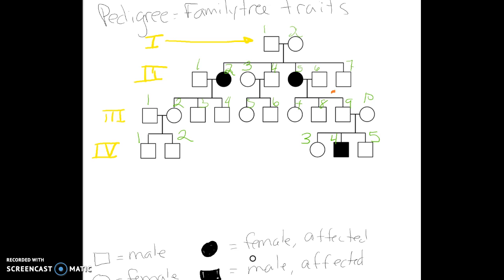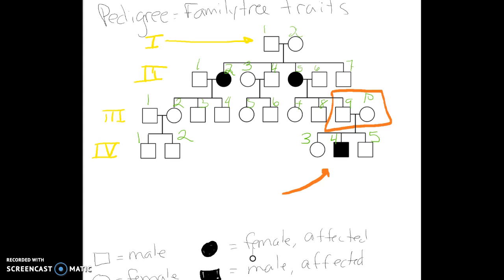But if I look down here at people 9 and 10 in the 3rd generation, what I do see is that neither one of them has this characteristic, but they did give birth to an individual who did. So now we have to think back to our Punnett squares and all of the work we've been doing, and figure out what is the only possible combination of having 2 parents who do not have a characteristic and then end up with a person who does.